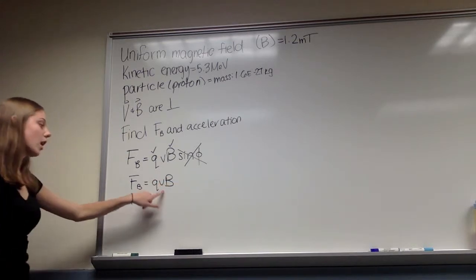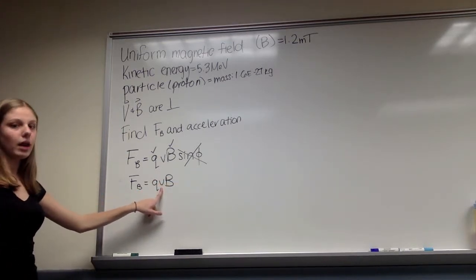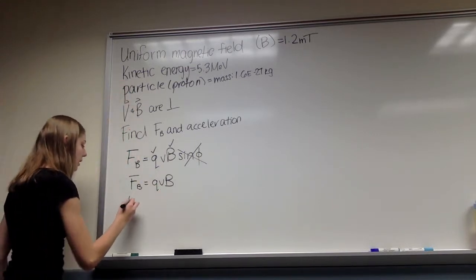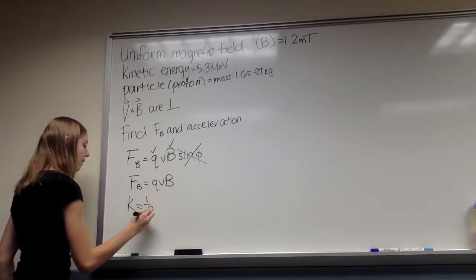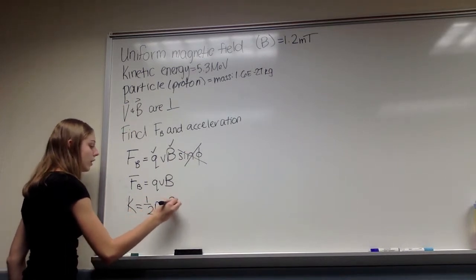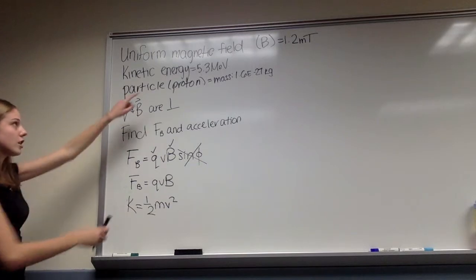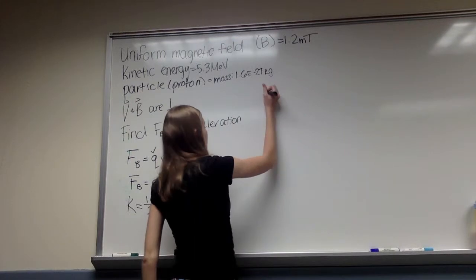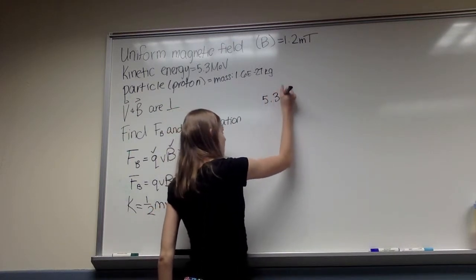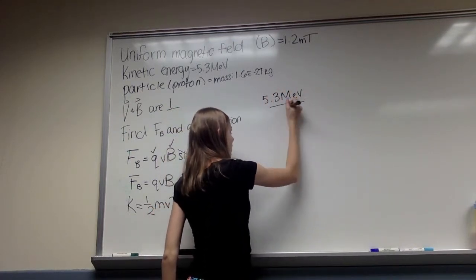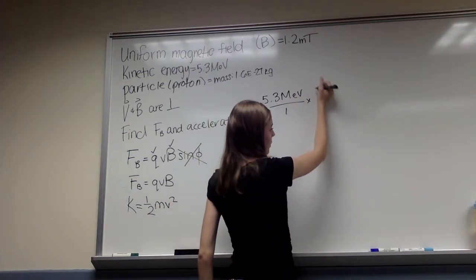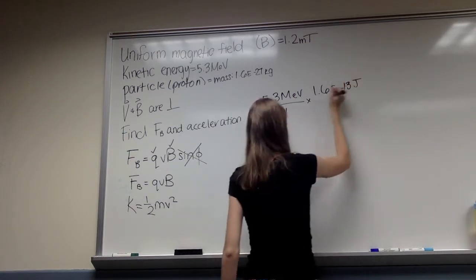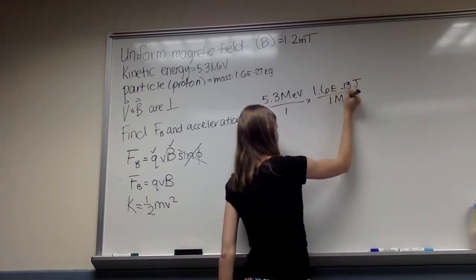Now what is an equation that has V in it? We have the kinetic energy, so it would make sense that kinetic energy equals 1/2 mv squared. Now, the kinetic energy is in mega electron volts, so we need to convert that, which we'll do over here. So 5.3 mega electron volts equals 1, and there's 1.6 times 10 to the negative 13th joules in 1 mega electron volt.